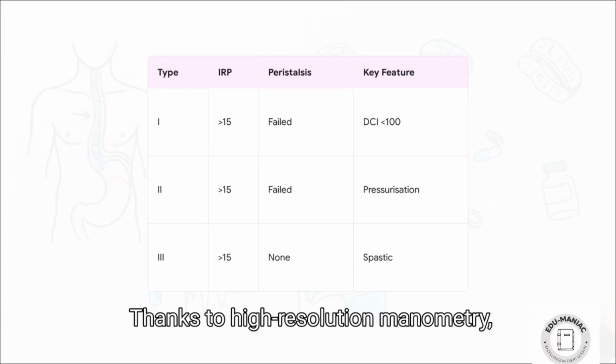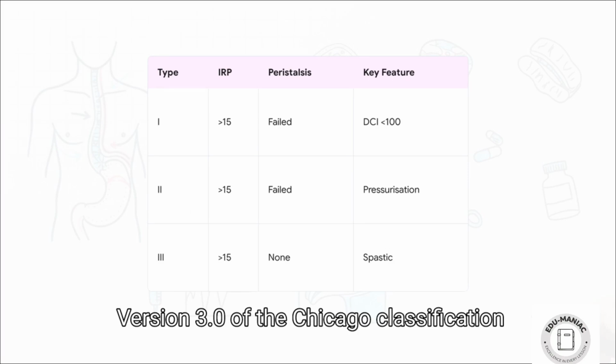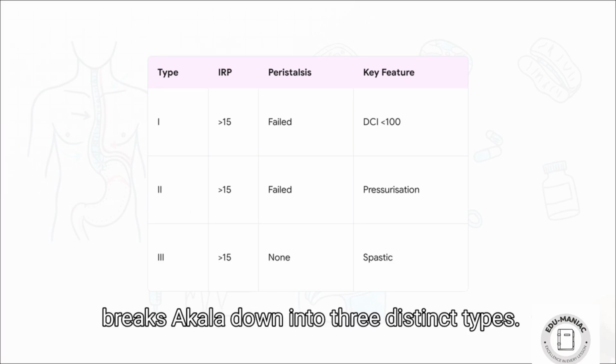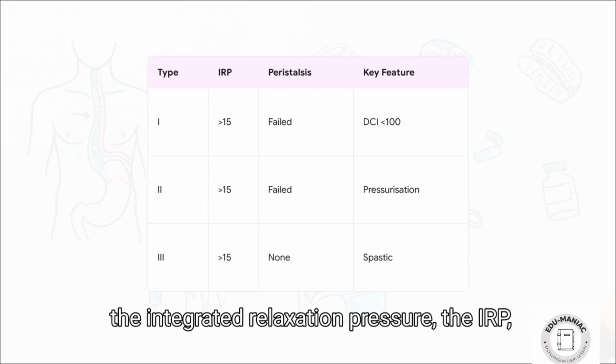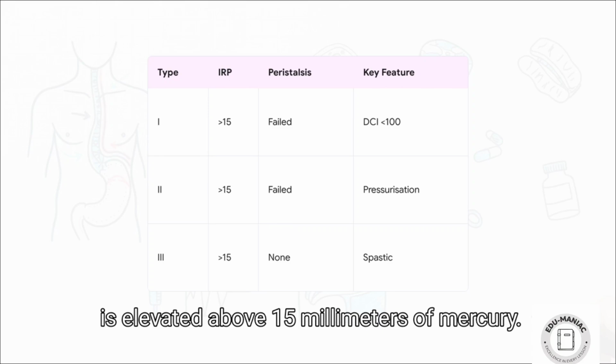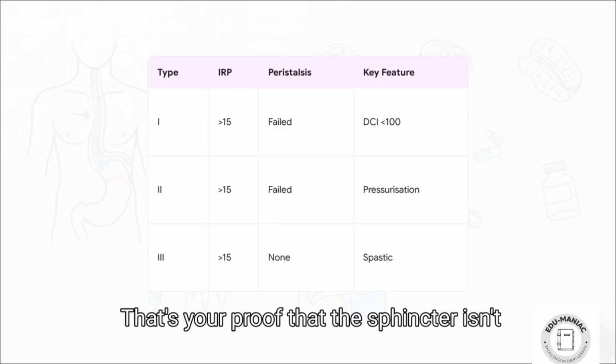Which brings us to section 3, the Chicago classification. Thanks to high-resolution manometry, version 3.0 of the Chicago classification breaks achalasia down into 3 distinct types. Notice that across all 3 types, the integrated relaxation pressure, the IRP, is elevated above 15 millimeters of mercury. That's your proof that the sphincter isn't relaxing.